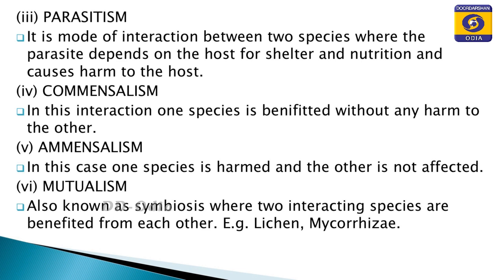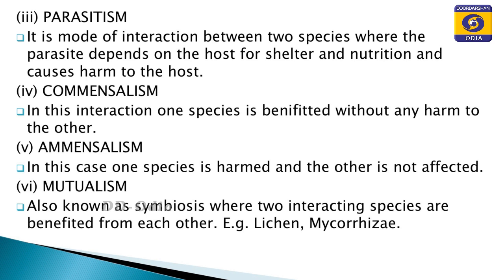So, the next we shall discuss is parasitism. It is the mode of interaction between two species where the parasite depends on the host for shelter and nutrition and causes harm to the host, like a parasite growing in our body that takes shelter in our body, derives nutrition from our body, and simultaneously causes diseases to us. That is referred to as parasitism.